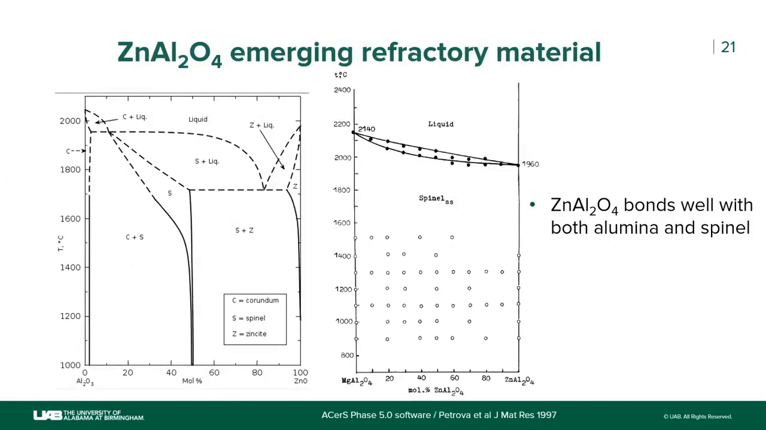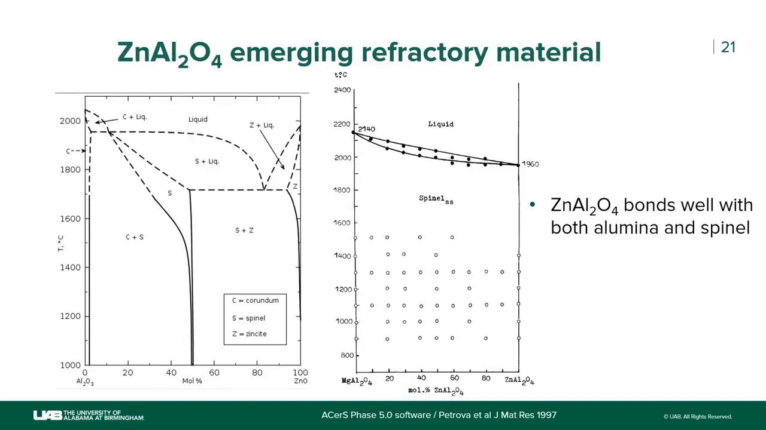Now why zinc aluminate, all of a sudden? One thing is that it bonds very well with alumina and spinel. You see this is alumina, this is zinc oxide, this is the zinc aluminate spinel. You see this solid solution range. Not only that, if you mix it with magnesium aluminate spinel, it has complete solid solubility.